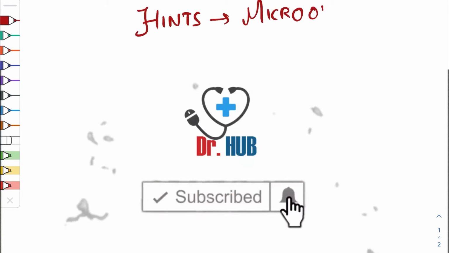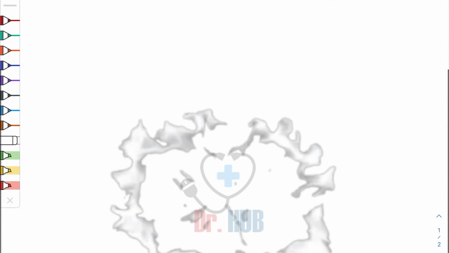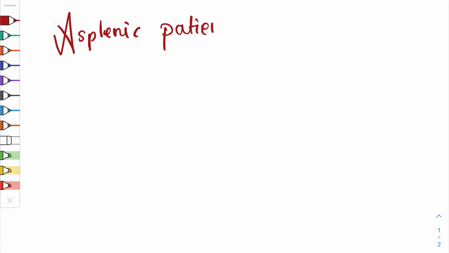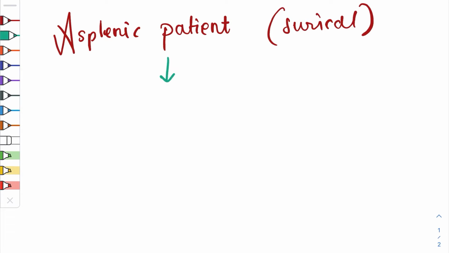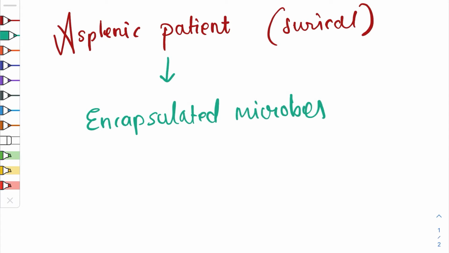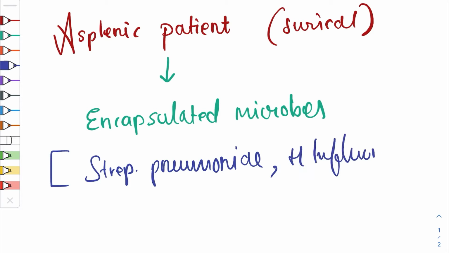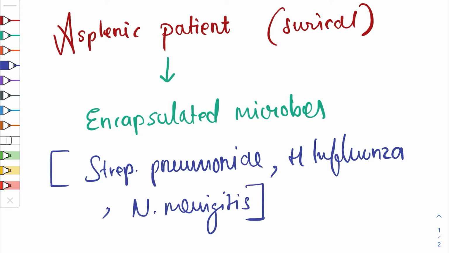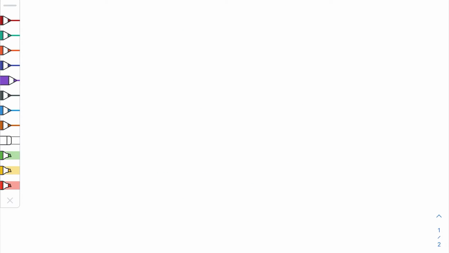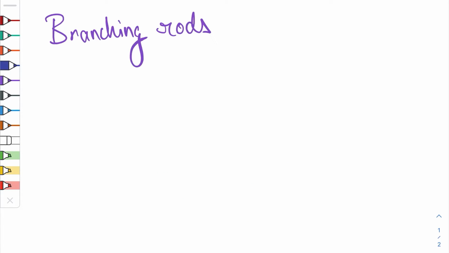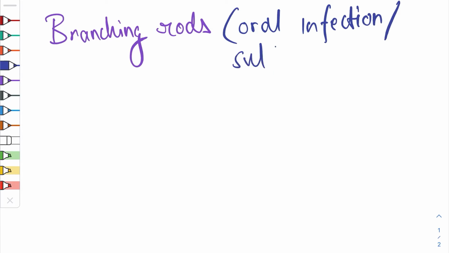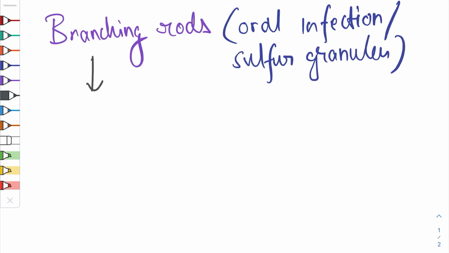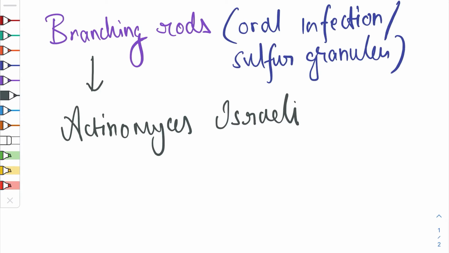Hints in microorganisms. Asplenic patient, that is encapsulated microbes. Organisms are Streptococcus pneumoniae, H. influenzae, and N. meningitidis. Branching rods, that's oral infection, and sulfur granules, seen in Actinomyces israelii.